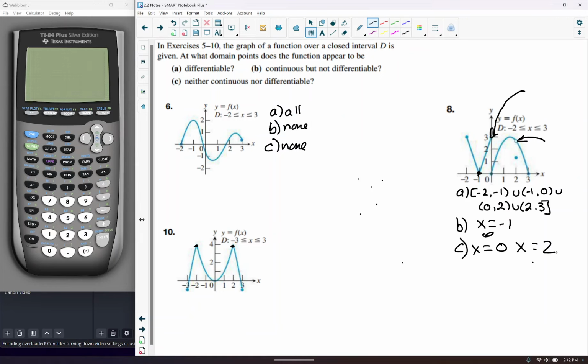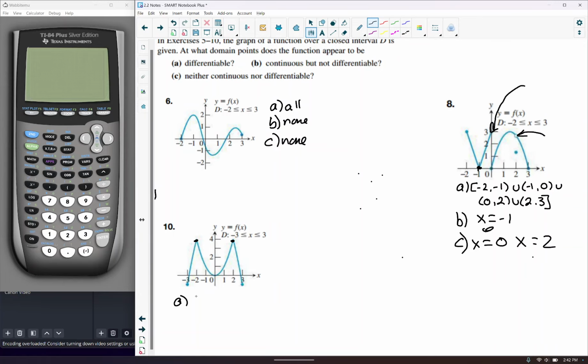Number 10, differentiable. Negative 3 to negative 2, negative 2 to 2, and 2 to 3. So not differentiable at negative 2, not differentiable at 2. B, continuous but not differentiable. That's corners and cusps. X equals plus or minus 2. And letter C, neither continuous nor differentiable. That's discontinuities. So this one is none.